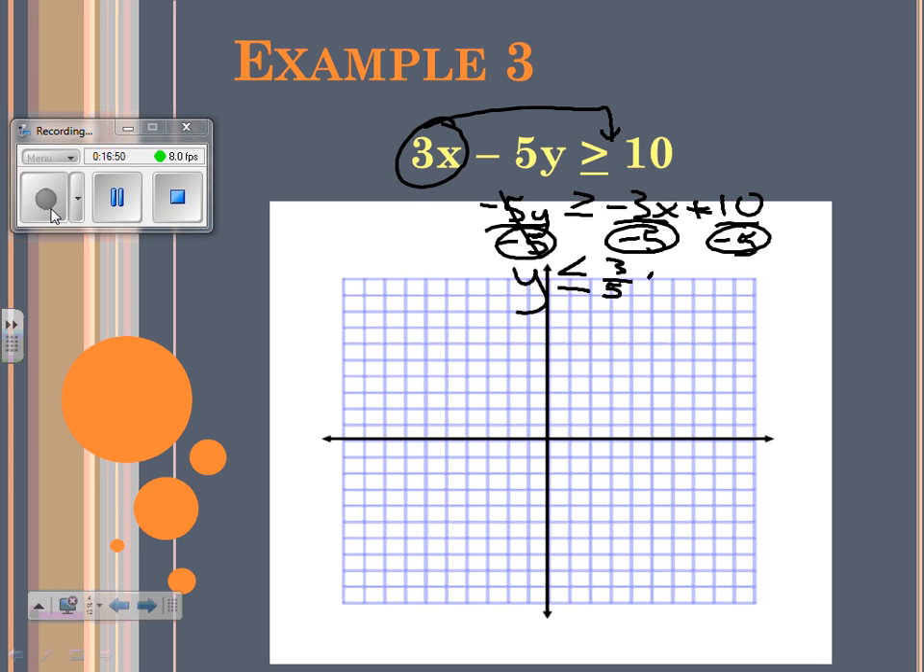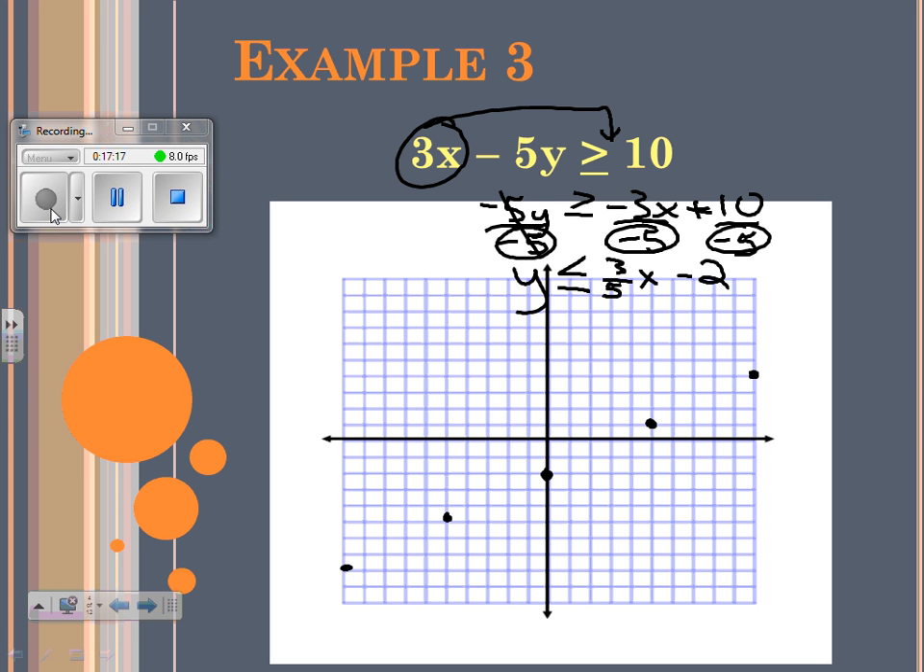Positive 3 over 5x minus 2. Very good. Okay, then you're going to plot this line. So we will go down negative 2. From here we will go up 3 and over 5. Everybody agree? Up 3 and over 5. Or you can go down 3 and left 5.